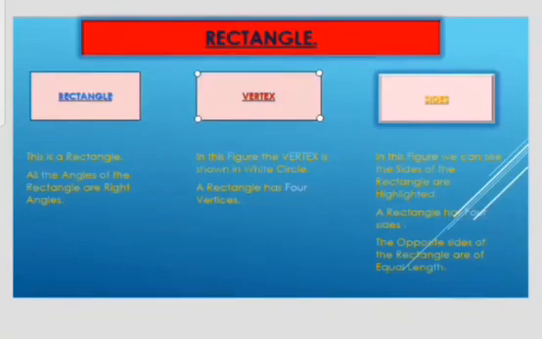Now see this picture. This is the picture of a rectangle. All the angles of the rectangle are right angles. In the second picture, again you can see the rectangle shown with small circles. In this figure, the vertex is shown in a white circle. A rectangle has 4 vertices. In the last figure, you can see the sides of the rectangle highlighted. A rectangle has 4 sides. The opposite sides of the rectangle are of equal length.